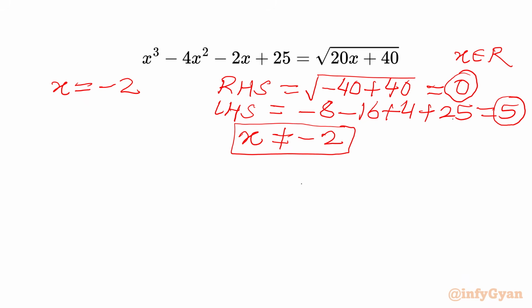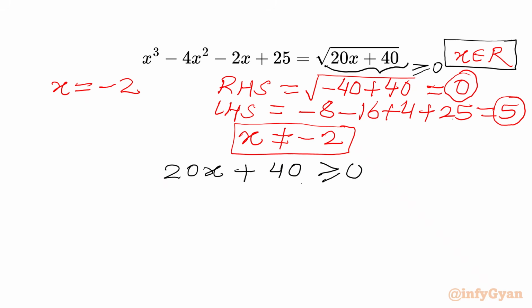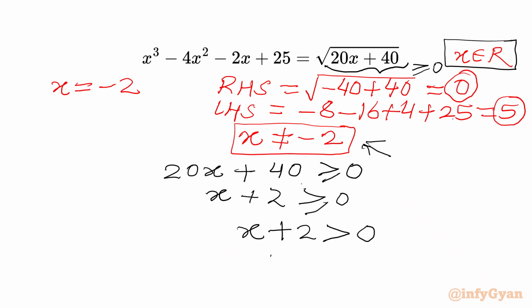Now we have radicand 20x plus 40. This should be non-negative for x to be a real number. So we can write 20 times x plus 2 should be greater than or equal to 0. After dividing by 20 both sides, x plus 2 should be greater than or equal to 0. But x cannot be equal to -2. So we will write the condition x plus 2 should be greater than 0, or x should be greater than -2.